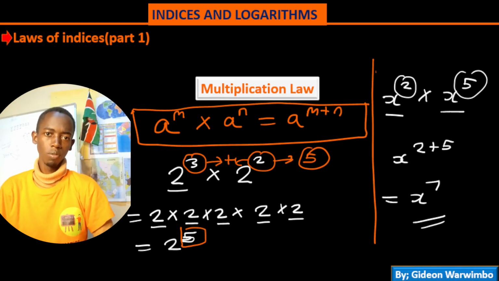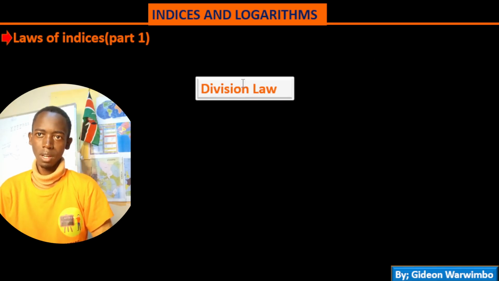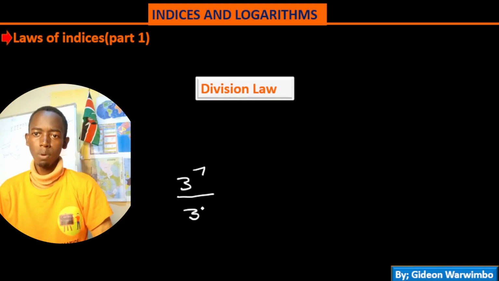With that, let's move on to the second law of indices, the division law. Just to test ourselves a little before we get into that law, suppose that we have 3 to power 7 divided by 3 to power 2. You see, this one would be equivalent to 3 being multiplied by itself 7 times.